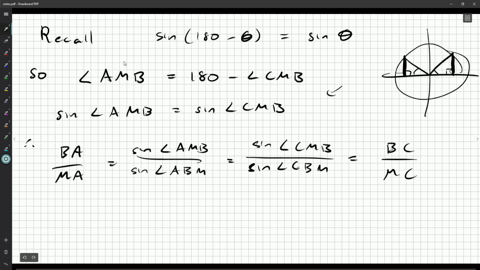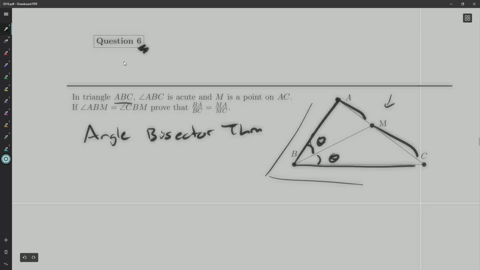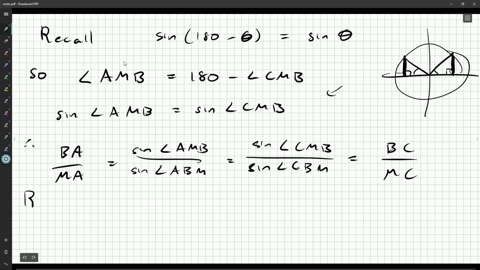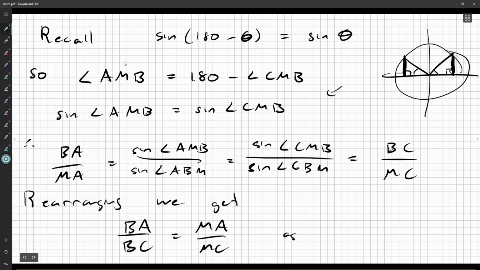And we get this, which I don't think is what we were asked for, but I think we can quickly rearrange. Yeah, BA to BC. I'd say rearranging. We get BA over BC is MA over MC as desired. And there we go, nice little proof of the angle bisector.